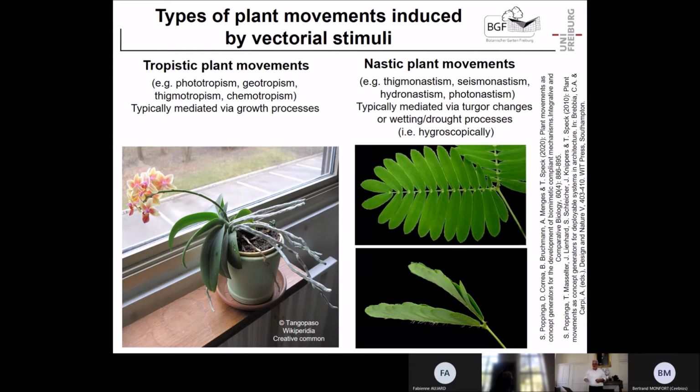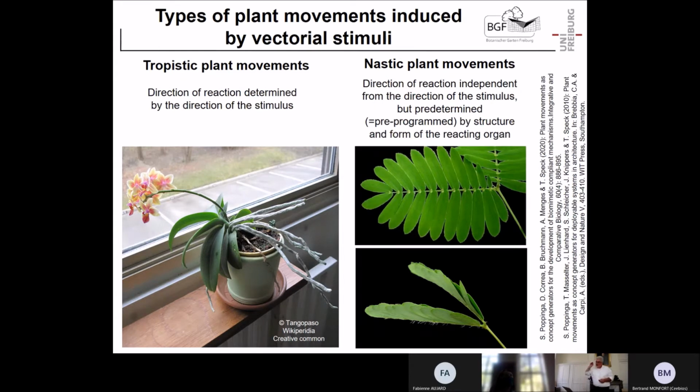What is the difference between these two? The stimulus is always vectorial. The stimulus comes as a vector. It's light, gravity; physically it's a vector. And tropistic plant movements go in the direction of the vectorial stimulus or away from it. So they always have a vectorial reaction. So here in this nice orchid, the flower and the leaves go to the light, the roots go away from the light. This is different in nastic plant movements.